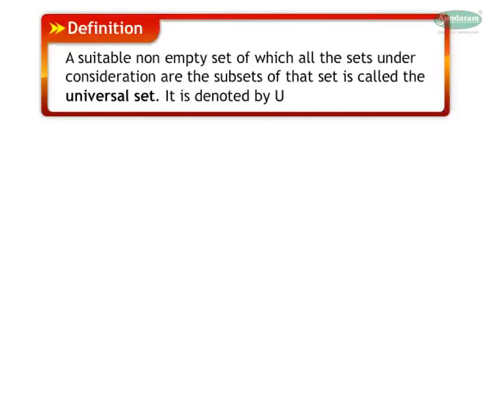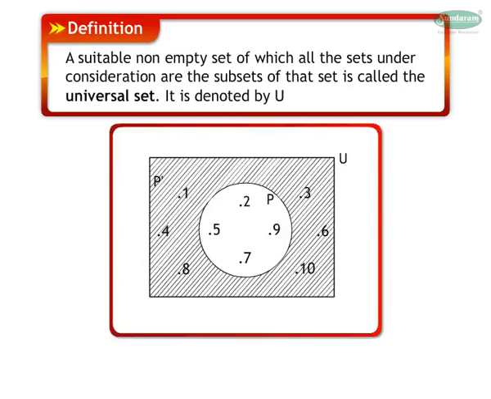Hence, a suitable non-empty set of which all the sets under consideration are subsets is called a universal set. It is denoted by U. A universal set is generally represented by a rectangle.